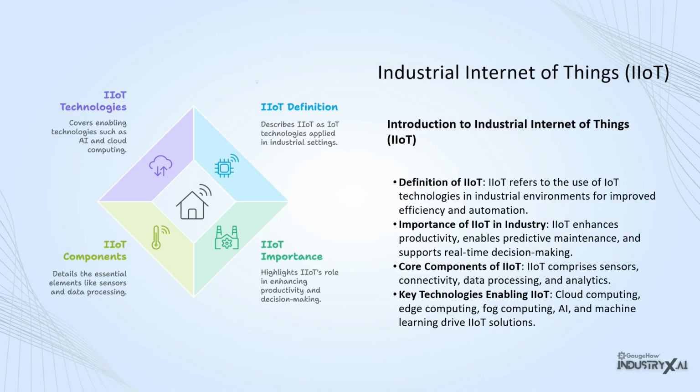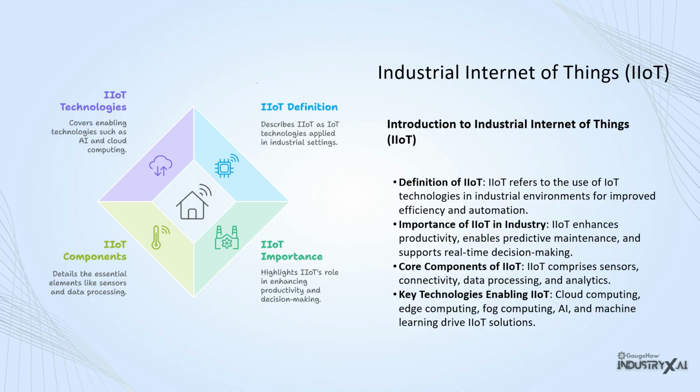So this is a game changer in industrial settings for several key reasons, starting with enhanced productivity. So IIoT allows machines to work smarter, not harder. By automating routine tasks and enabling machines to talk to each other, IIoT reduces human intervention and allows factories to run continuously with minimal downtime.